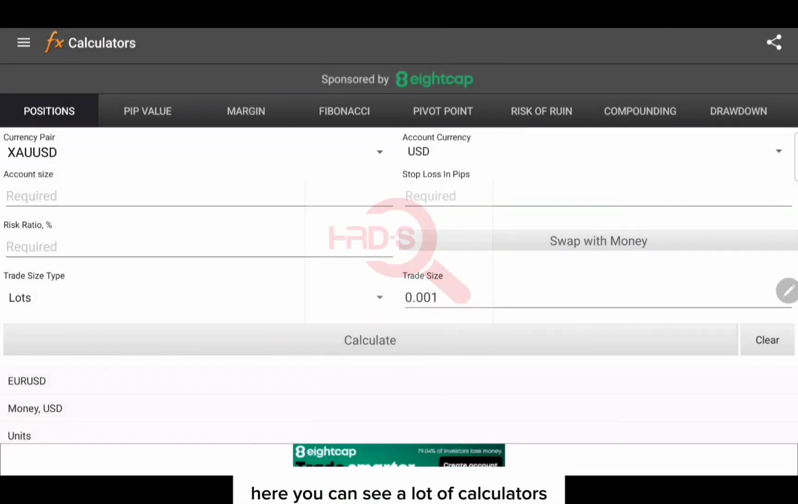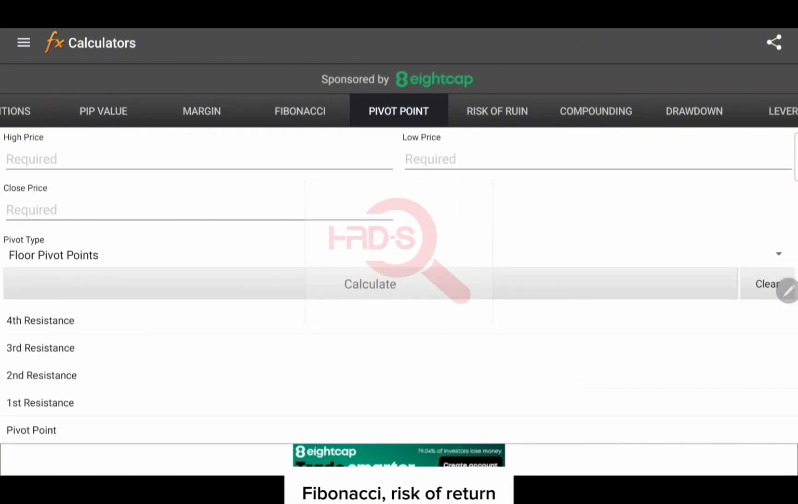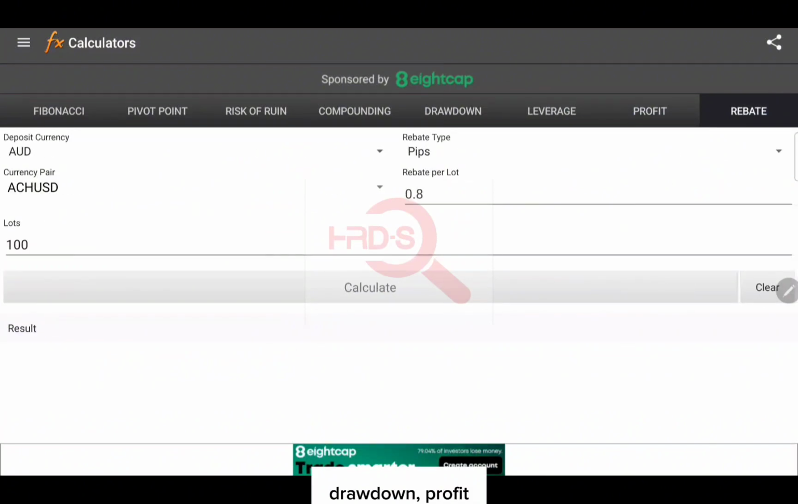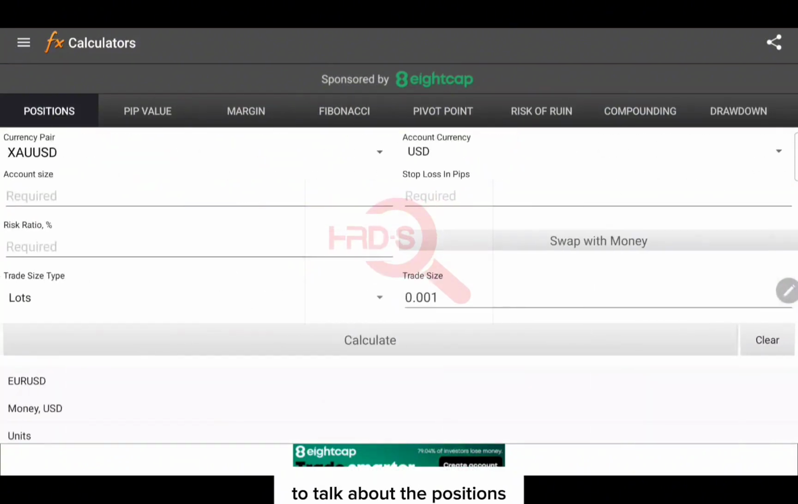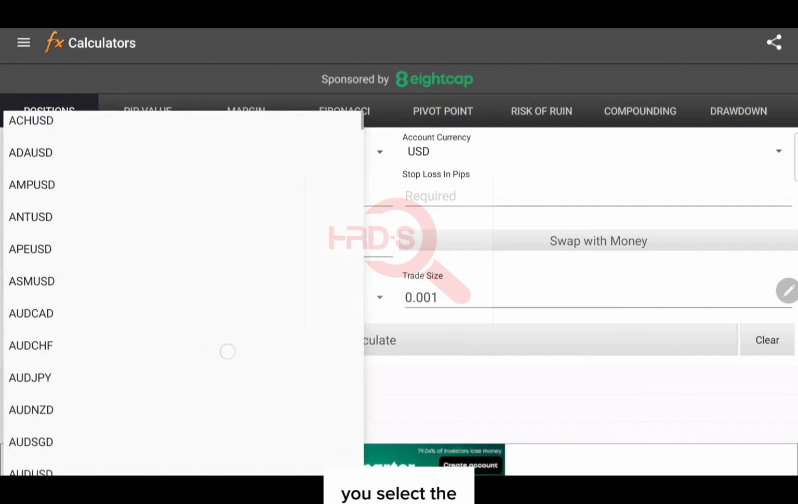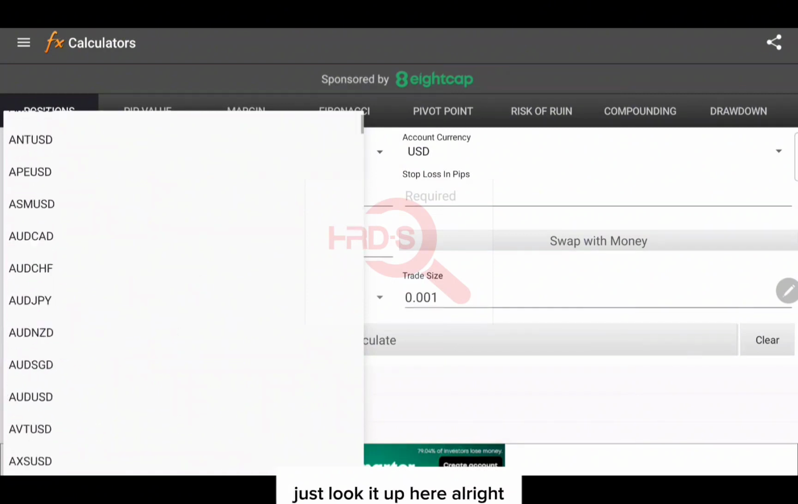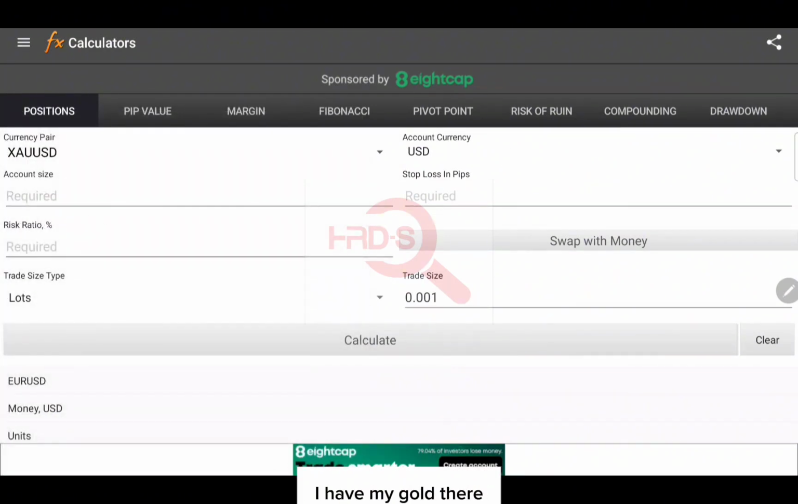Here you can see a lot of calculators. You can use this calculator to calculate your pip value, margin, Fibonacci, risk of return, drawdown, profit. But what we are here to do is to talk about the position size. You can see the first question that you see here is what is your currency pair? I always trade gold, so that is why you will see gold here. I'm always calculating my position sizing each time. You will select the pair that you are trading, whether Bitcoin, anything at all that you are trading, just look it up here. All right, I have my gold there.